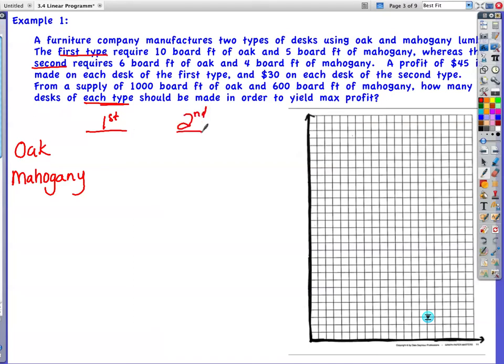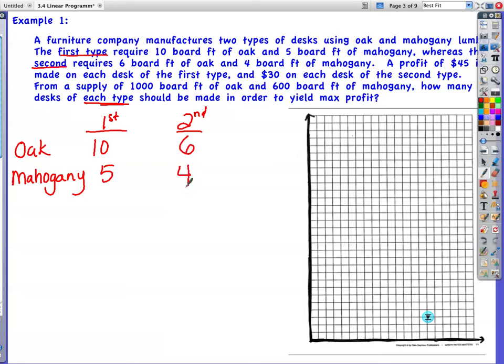All right, the first type of desk uses 10 board feet of oak. And I think that's just like when you, this would be a Mr. Talley question, but basically you can get, how long do you want that wood to be? I think there's a certain width of it already. The first type also uses 5 board feet of mahogany. So here's my mahogany, here's my first type. I put that in the chart. The second requires 6 board feet of oak, and I have 4 board feet of mahogany.